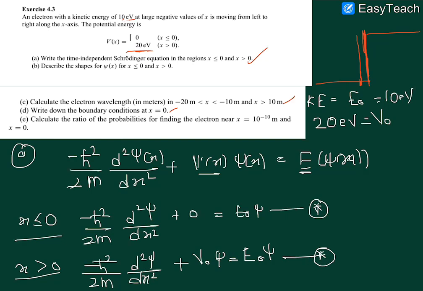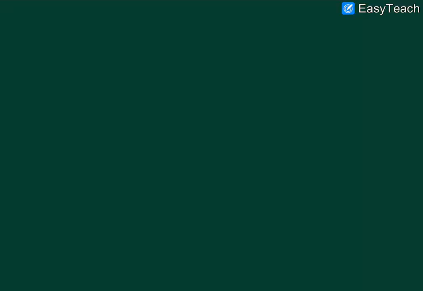That's done. Now we'll move on to the second one, which says describe the shapes for psi of x less than 0 and greater than 0. So basically we have to work our way through the general solution of these two equations and describe how the solution might look. So for the first one, minus h cut square by 2m d square psi by dx square equals to e naught psi, it would look something like this.